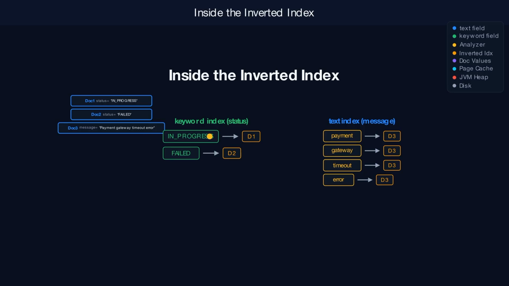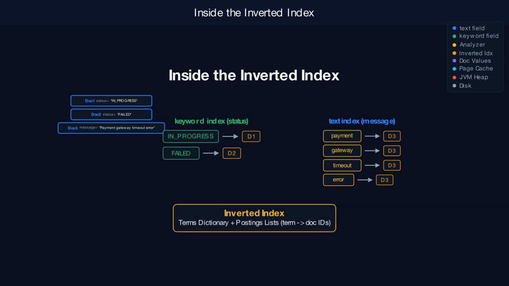Simple, clean, one-to-one. For the text field message, the analyzer produces multiple tokens, and each token becomes a separate term in the index. So we get payment pointing to document 3, gateway pointing to document 3, timeout pointing to document 3, and error pointing to document 3. That is 4 index entries from one field value. This is why text fields are great for matching individual words. Searching for the word timeout instantly finds document 3. But keyword fields excel at exact whole value matching. Searching for the exact string in_progress finds document 1 immediately.